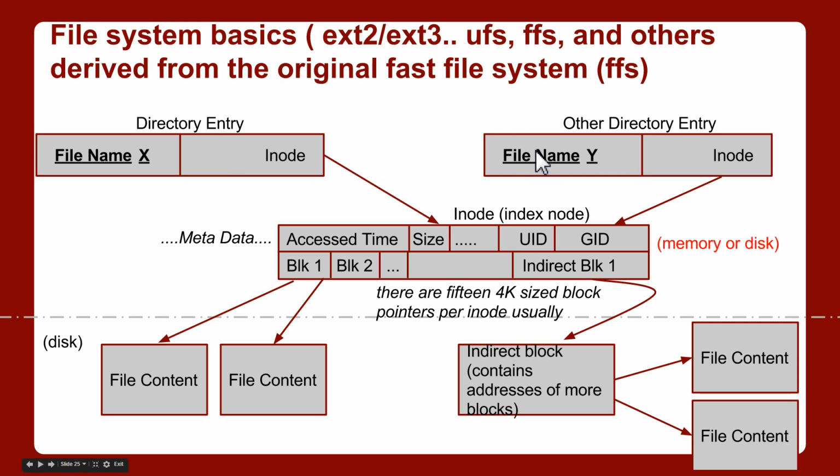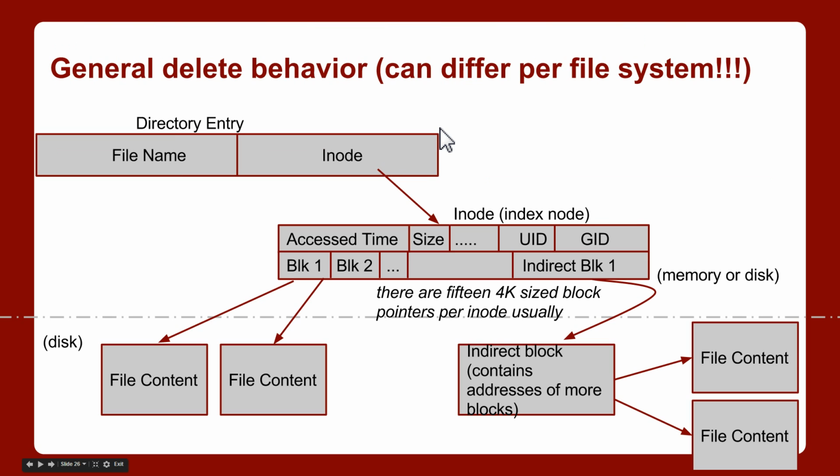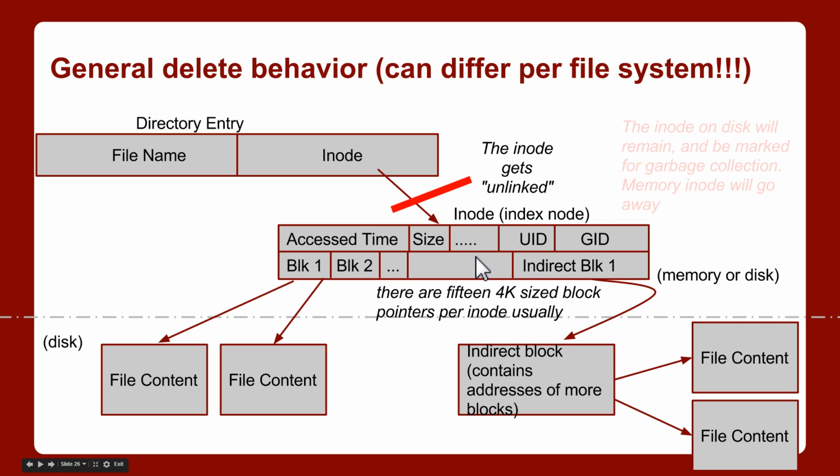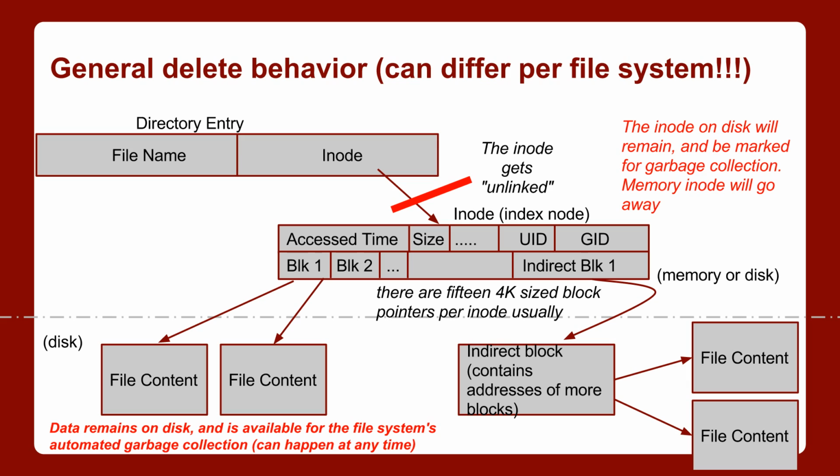So there's nothing preventing a system from having two file names that point to the same index node, and in general, what happens when you delete a file is that it just gets unlinked. The inode entry will still remain intact, and the file content will still be there on disk. They will be marked, especially this, for garbage collection, and eventually the memory inode will go away. But the data is going to remain on disk.